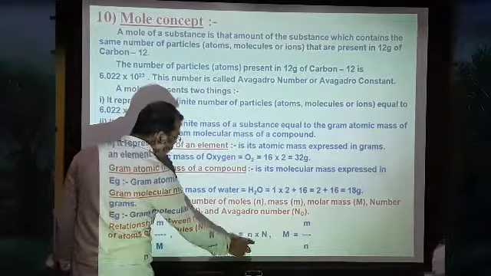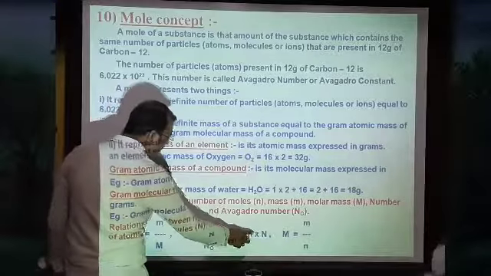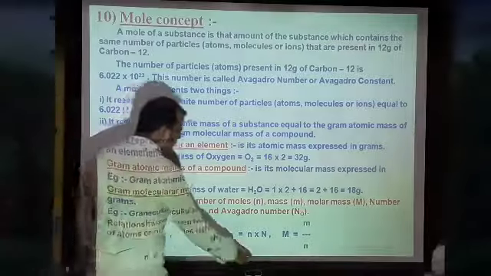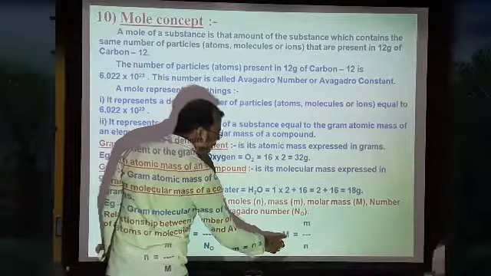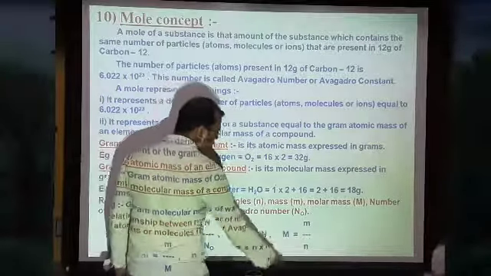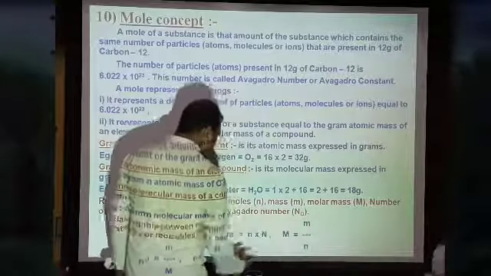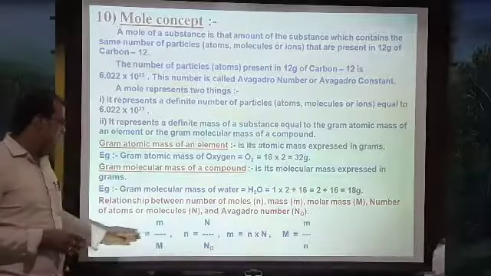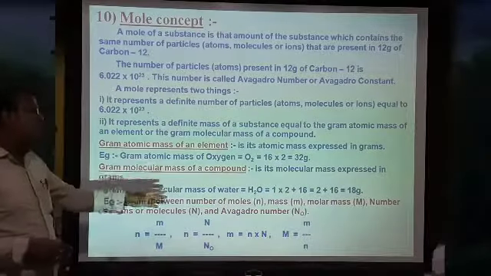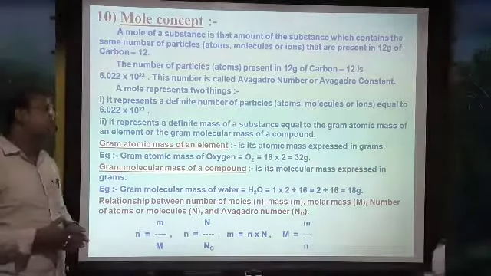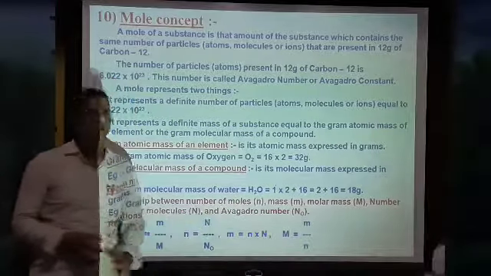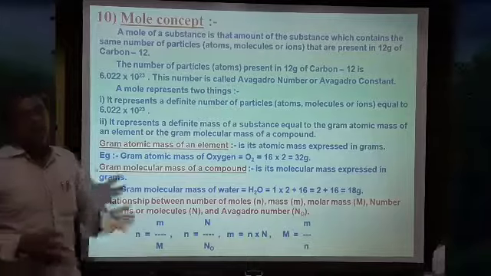So the total mass is the number of moles times the molar mass, and the total number of molecules or atoms is the number of moles times the Avogadro number. This is the relationship between mole, mass, molar mass, number of atoms or molecules present, and the Avogadro number. This is about the mole concept.